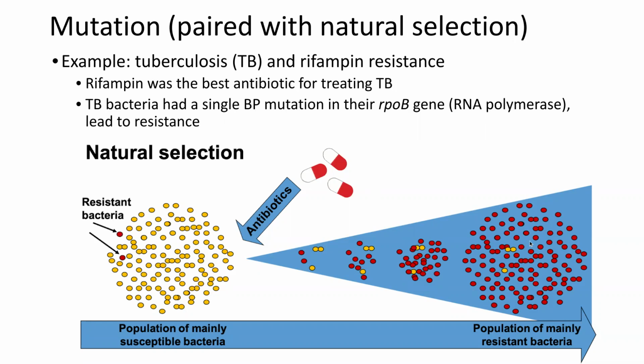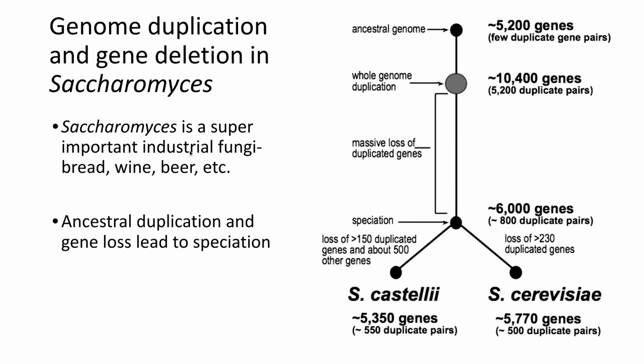So next up here is actually going to be genome duplication. A great example of this is the yeast Saccharomyces cerevisiae. It's a very, very important industrial fungus. It makes bread, wine, beer, all the good things in life. Mostly bread for me. I'm a big bread guy.